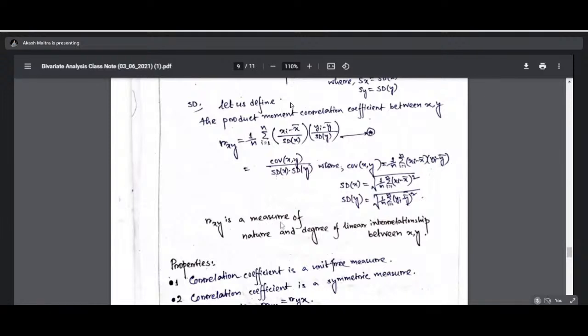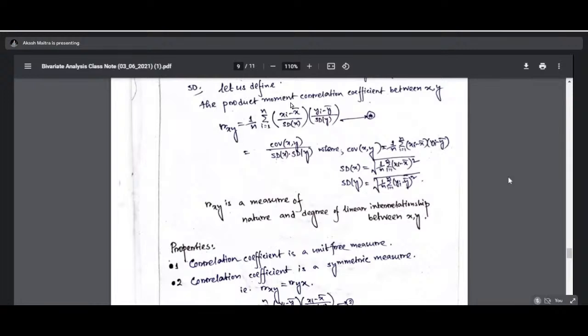So Rxy is a measure of the nature and degree of linear interrelationship between x and y. So we are measuring the nature: whether it is linear or non-linear, whether it has a positive slope or a negative slope. If it is linear, then the degree: is it positively correlated or negatively correlated, and if it is positively correlated, then how much it is correlated. So we are measuring those things.